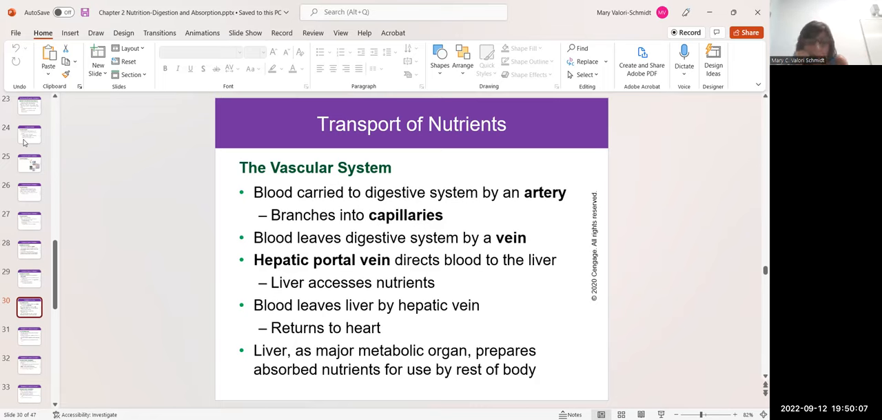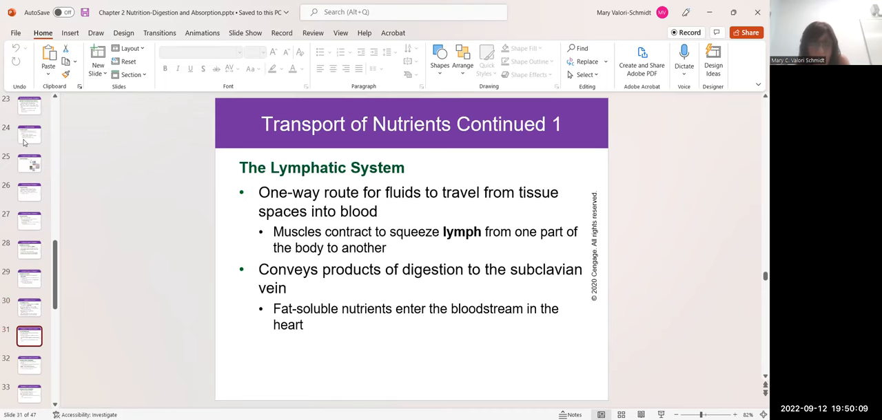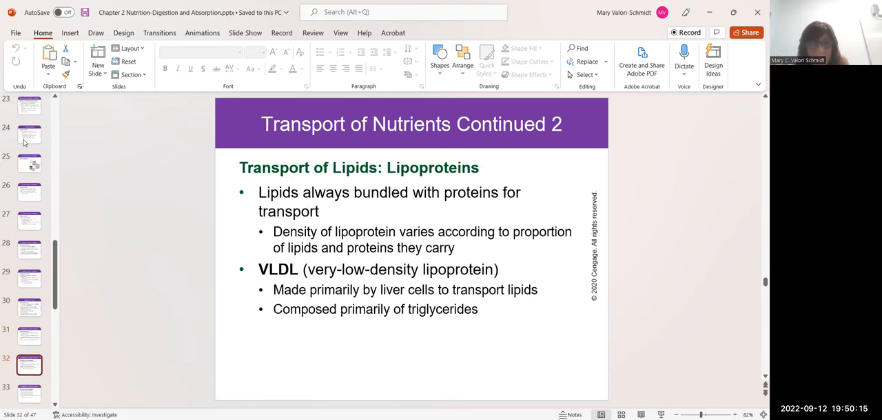Let's see what else we got here. The lymphatic system. I mean, the transport of lipids. Okay, so now we get into that cholesterol thing. So there's also VLDL, which is very low density lipoprotein when we talk about cholesterol. And that's made mostly by your liver.